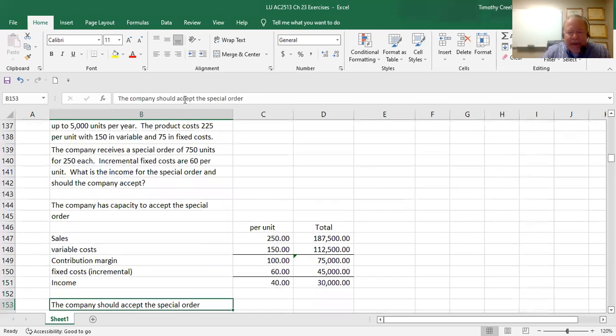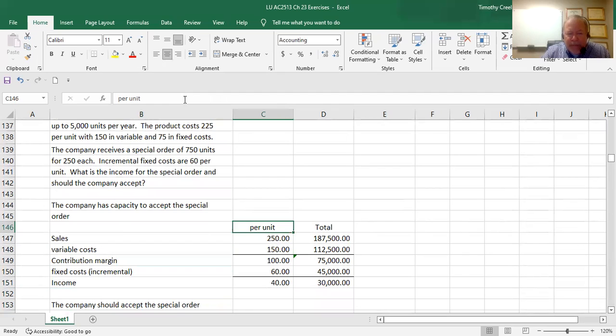So we would set up a table just like this. On a per unit basis, they're going to receive $250 per unit if they do the special order. The variable costs are going to remain the same. Typically at the special order, your variable costs remain the same, because variable costs are the cost to produce the product or the service. They remain pretty constant. Now, your contribution margin is going to be $100 per product, and the incremental fixed costs are going to be $60 per unit, which gives you income of $40 per unit.